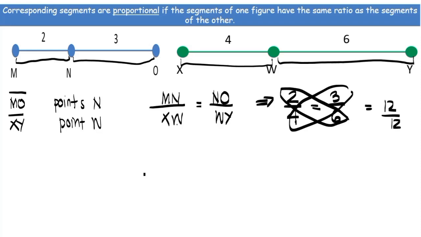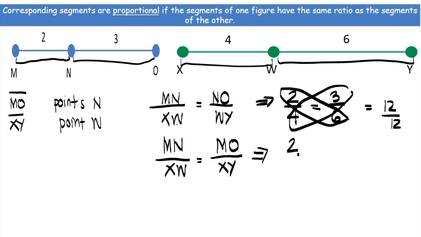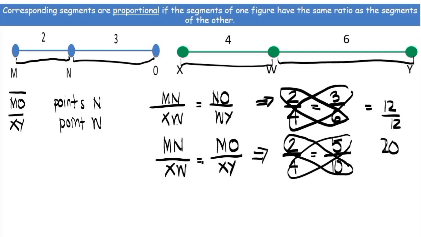Another way to do this is this. MN, as you all know, corresponds to XW. If their corresponding segments are proportional, meaning to say the whole segments are also proportional. So you have here MO is to XY. Let's substitute their value. MN is 2 over 4. MO is 5 because 2 plus 3 is 5, and XY is 10. If you get their cross product, they must be equal so that they can be considered proportional segments. 2 times 10 is 20 and 4 times 5 is also 20. So this also proves that segment MO and segment XY are proportional segments.